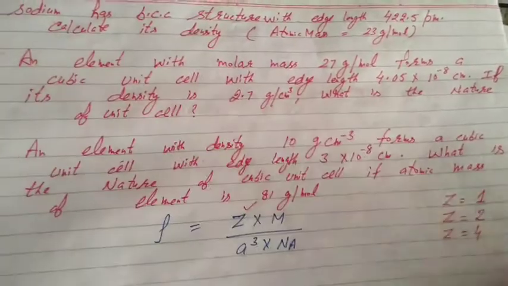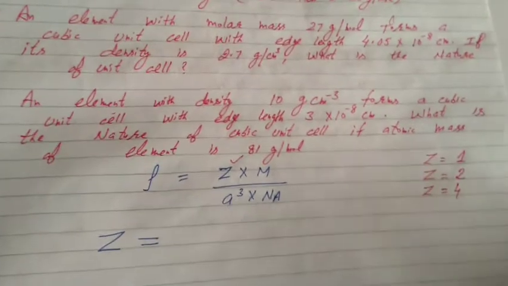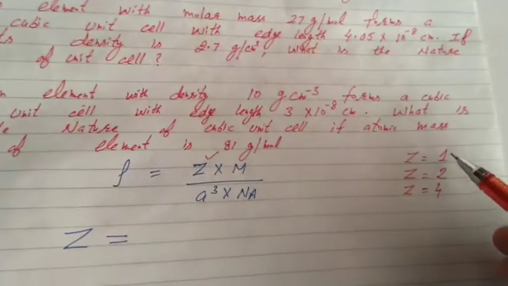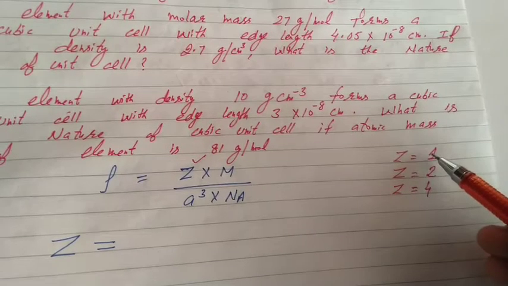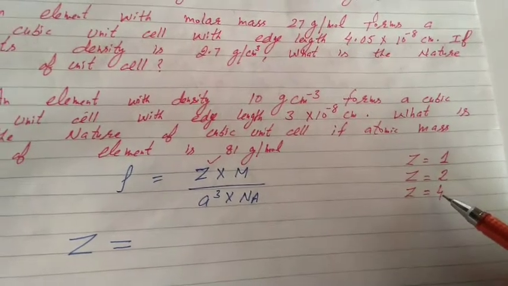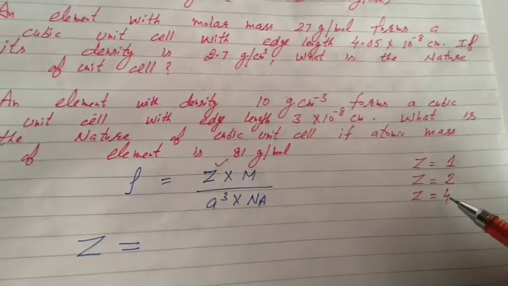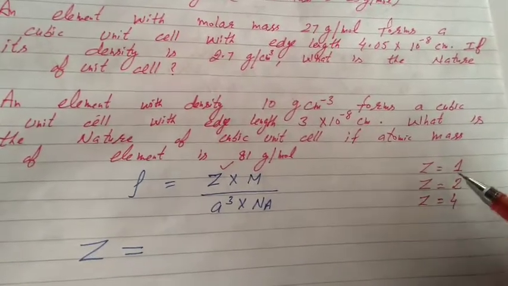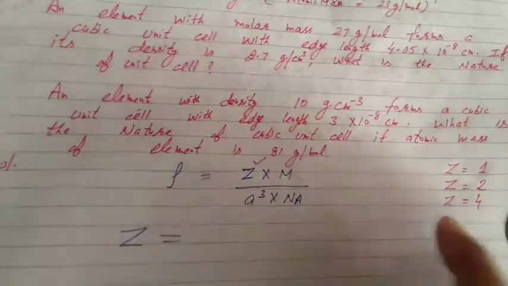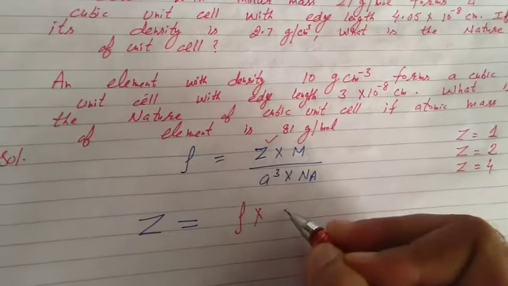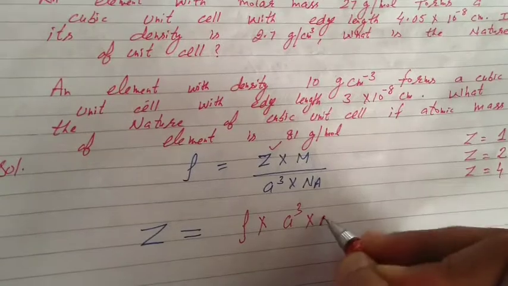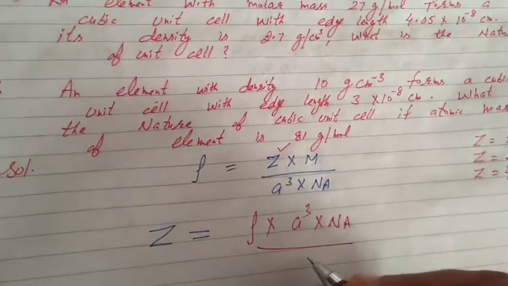Density is given here. It's again a very simple calculation. Z will be either 1, 2 or 4. If it is 1, we will mention the given system is simple cubic. If Z is 4, we mention the given system as face centered cubic. Again we go for the simple calculation. Density equal to this one. Now Z is equal to rho into A cube into Avogadro's number upon M.